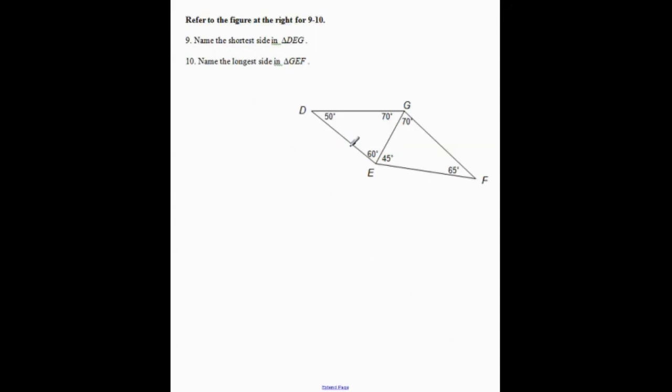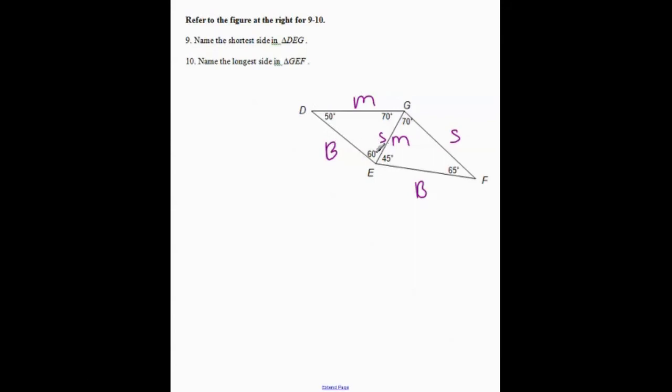Now, pay particular attention to this one. Read the questions. We're not asking for the overall smallest or overall largest. We'd have to do a little bit of work for that. But opposite my 70 is my big. Opposite my 50 is small. And opposite my 60 is the middle. Same with this. This is going to be big. This is going to be our middle. And this is going to be our small.